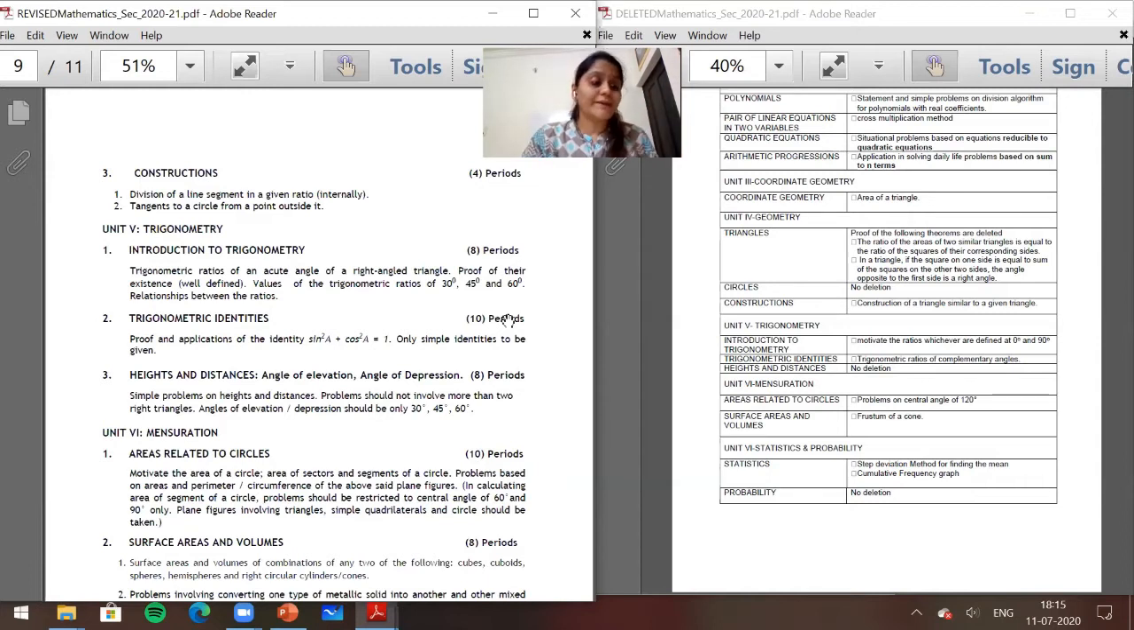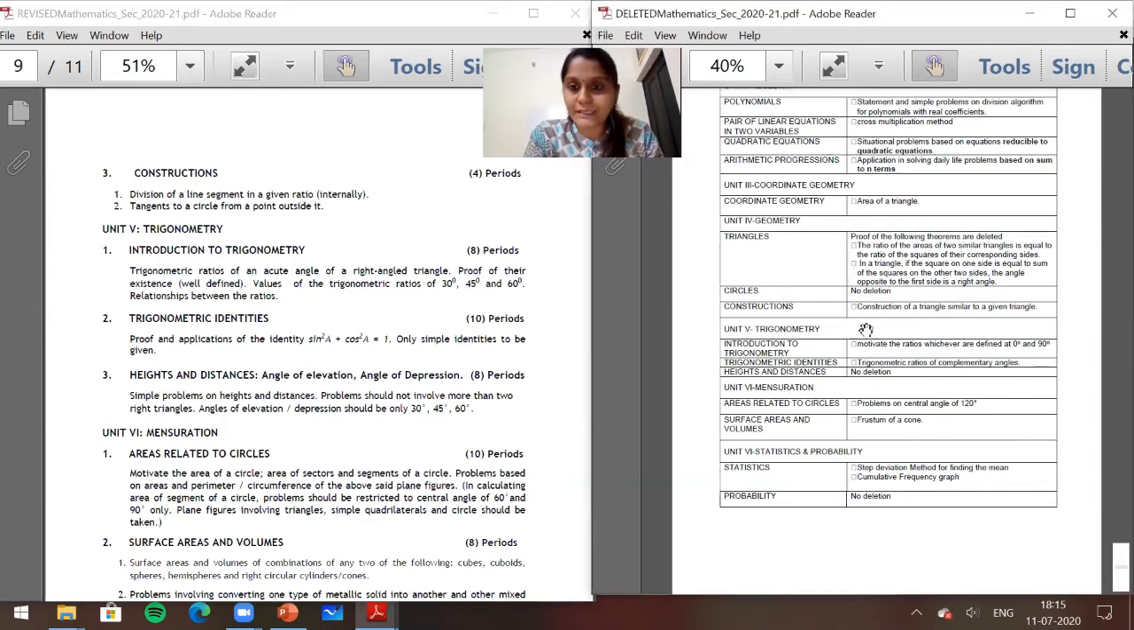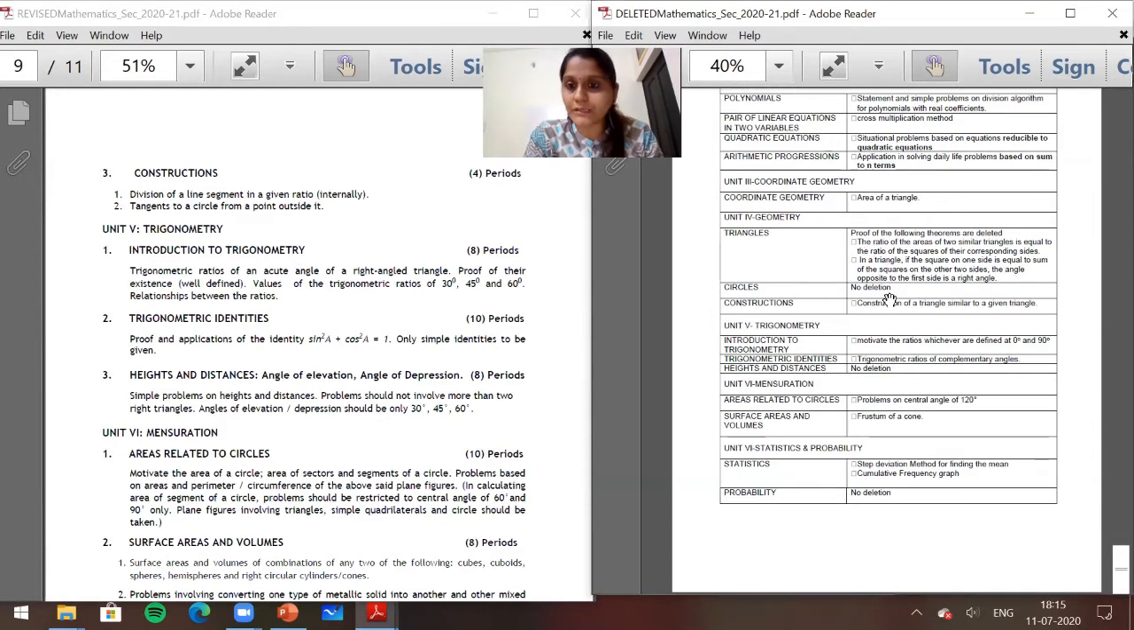But now, drawing of tangents from an external point to a circle is there, and I think a 3 or a 4-mark short question will be there in the board examination from this topic, right? So if you can see over here, this construction of similar triangles is being deleted. Yes, I know many of you are getting very happy with this, because 50% of the chapter has been reduced.